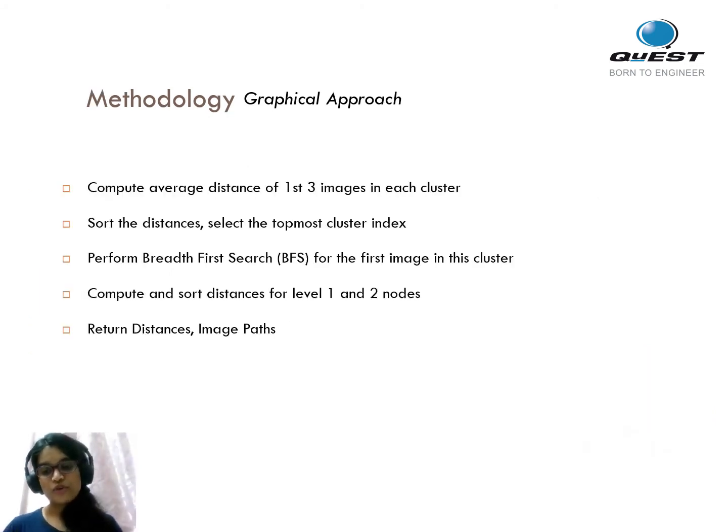So the approach that we followed is we computed the average distance of the first three images in each cluster with the query image, and then we sorted these distances in ascending order, and we selected the topmost cluster index, or the first index. We performed the breadth first search traversal, or level order traversal, for the first image in this cluster, and then we computed and sorted the distances for level 1 and level 2 nodes from this first image of the cluster. Then we return the corresponding distances and the image paths to the Jinja template in order to display the output.